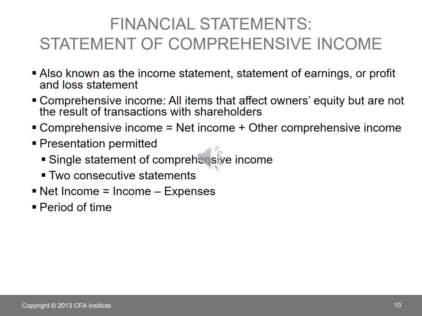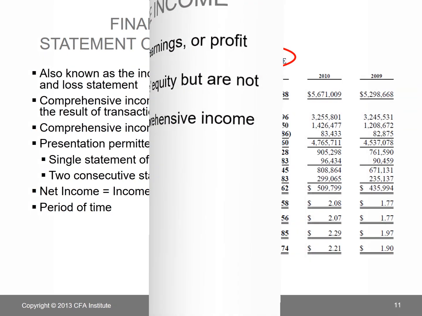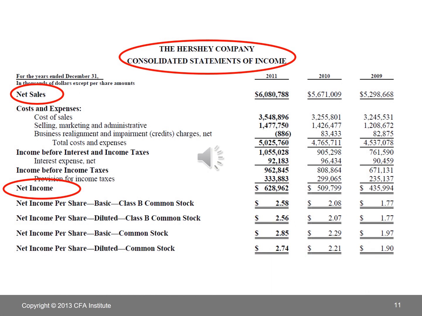We're going to see a few examples in the following slides. Here we have Hershey's company consolidated statements of income. All right, so take a quick look at that slide, try to see what you can figure out, and I'll talk about it in a little bit more detail.